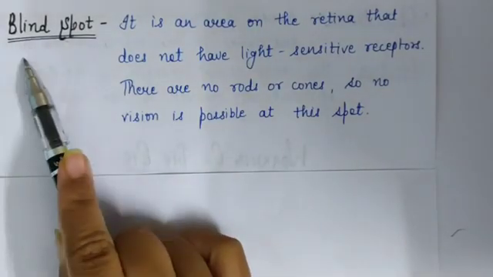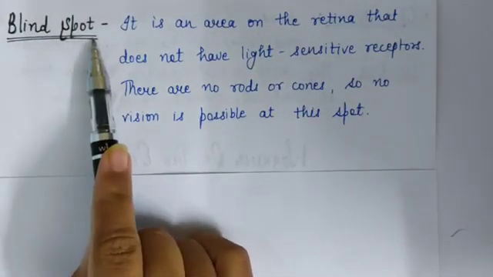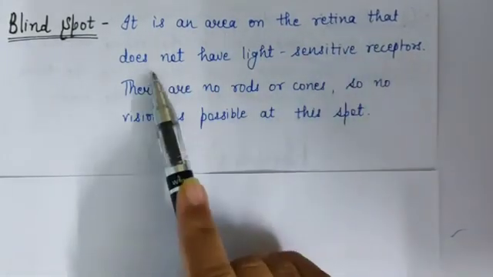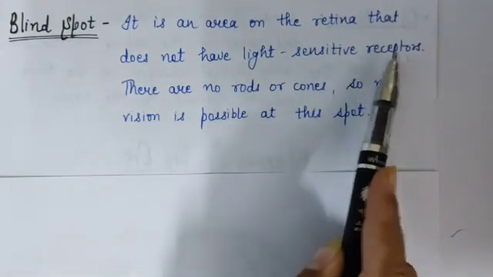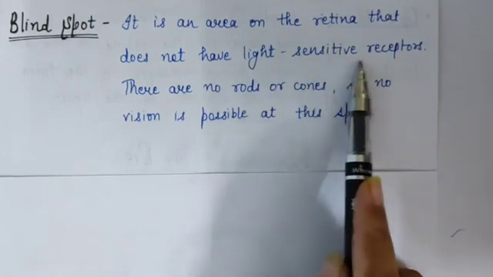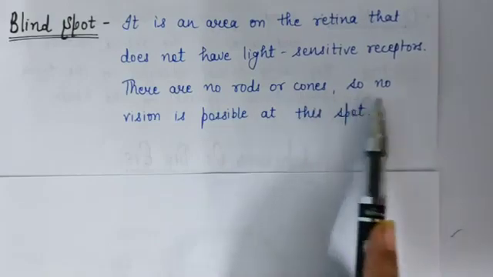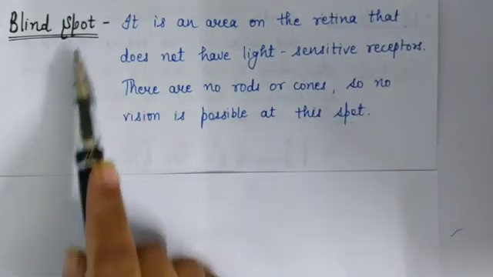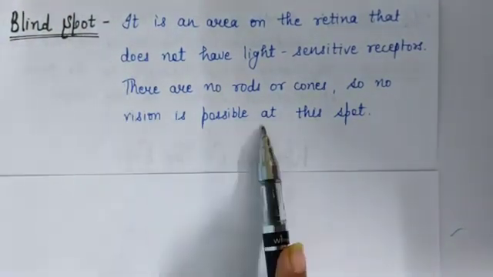There is another term, that is the blind spot. Now what is the blind spot? It is an area on the retina that does not have light sensitive receptors. Means in this area cones and rods are not present, so no vision is possible at this spot. So what is the blind spot? The area on which vision is not possible.